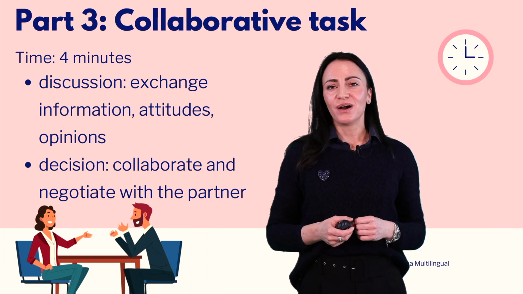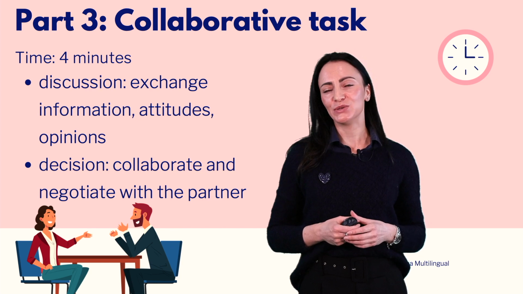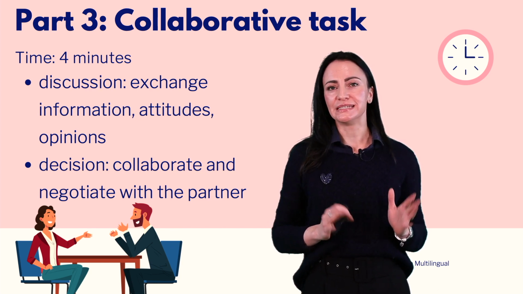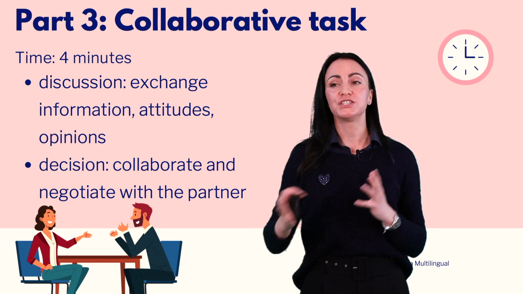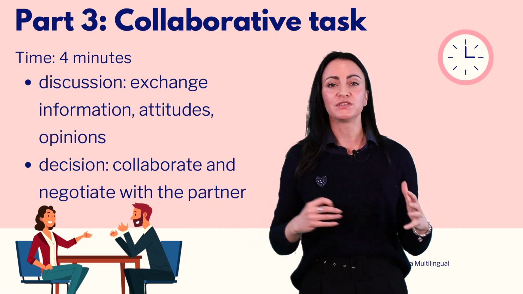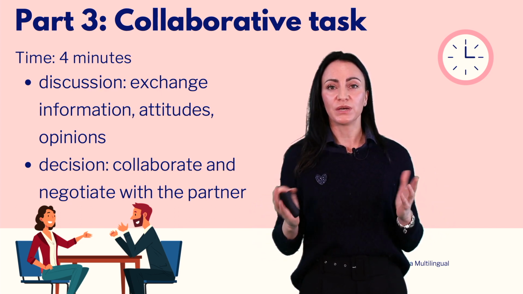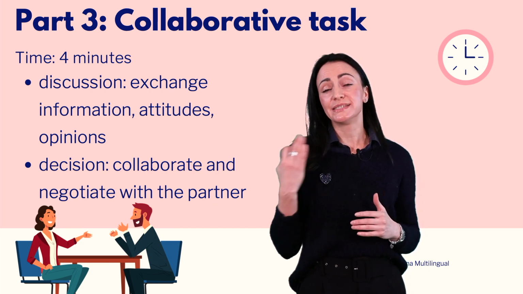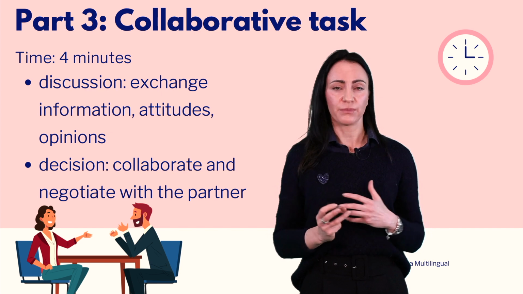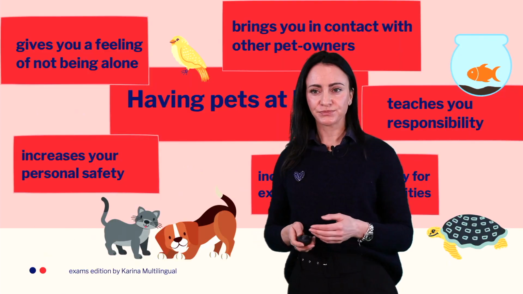Now let's get into the part 3, which is called collaborative task. It takes you about 4 minutes, and it consists of 2 parts. The first is the discussion phase, where you have to exchange information, attitudes, opinions with your partner, so you have to collaborate together. And in the second part, you're going to get a question. It's called the so-called decision phase, where you have to negotiate about something with your partner. Let me give you an example for this.